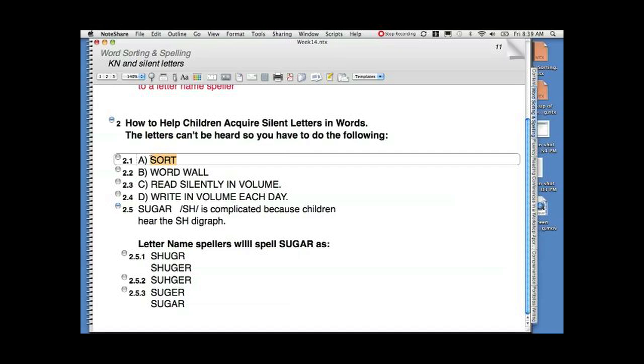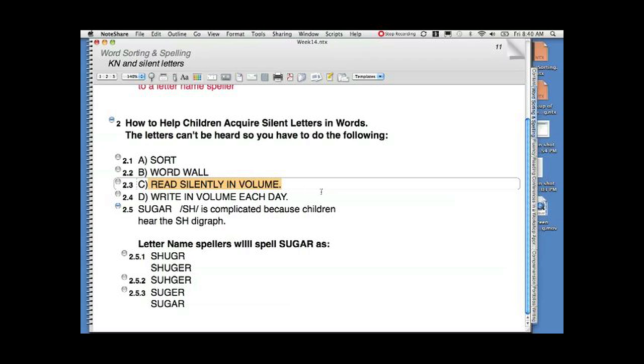First, you have them sort words that are common. You create word walls, word wall patterns, and you keep adding to them, and you have children read and point out different features of your word wall patterns with silent letters. You've got to have children read quite a bit. In other words, for first and second graders, you're trying to get them to read at least 30 minutes a day. You can break that up, but you've got to get them to be reading and looking at words. Silent letters are not heard. They have to be seen.